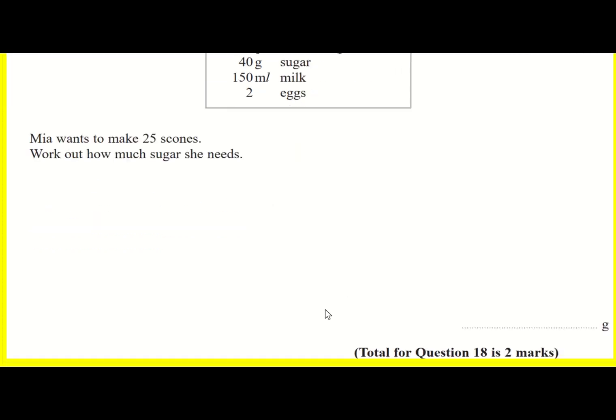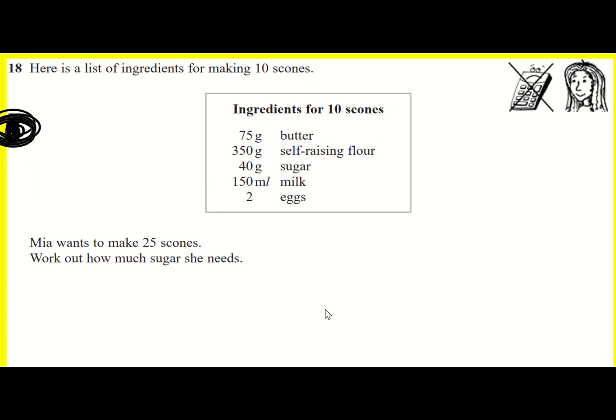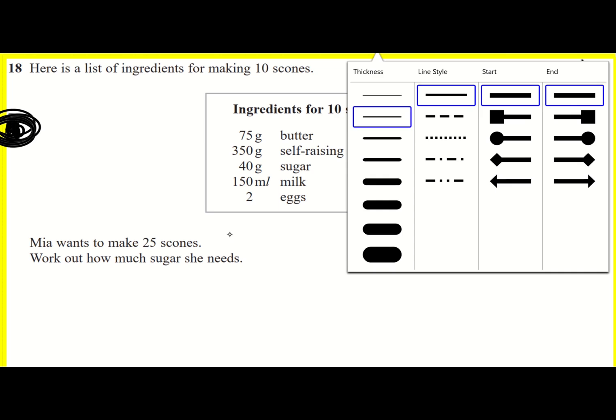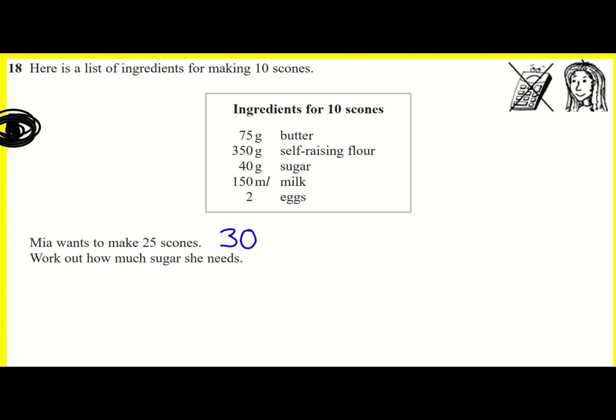Okay, so if this question had said, for example, Mia wants to make 30 scones, this would have been a nice, easy multiplication by 3 of the ingredients. I know specifically they're asking for sugar, so you just multiply that by 3. But unfortunately, they're asking for 25. So it's not just a simple multiplication up.